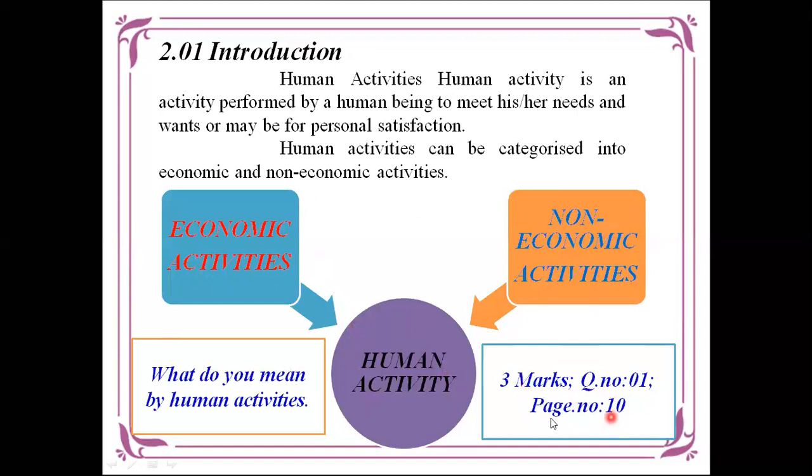This is your 3 mark question. It is question number 1 in your book back questions, located on page number 10. What do you mean by human activity? For this question, you have to write what is meant by human activity and the classification of human activities.